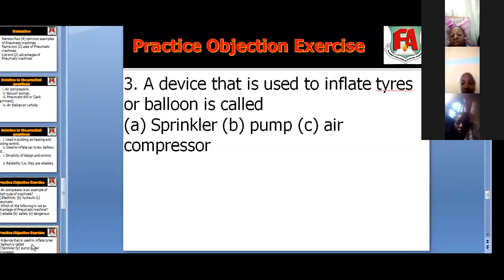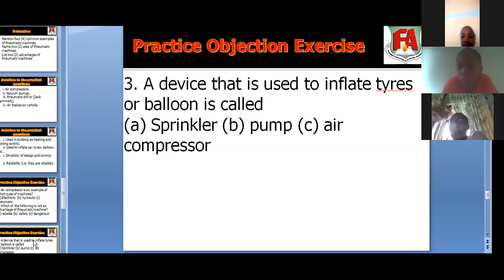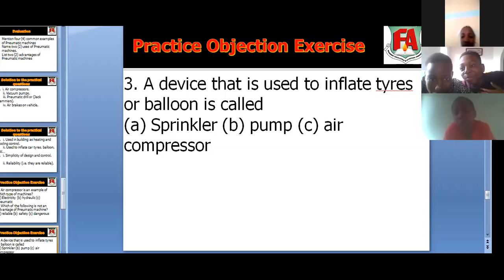What's the answer? Pick up now. C. Yes, air compressor. An air compressor is used for inflating flat tires. I accept.